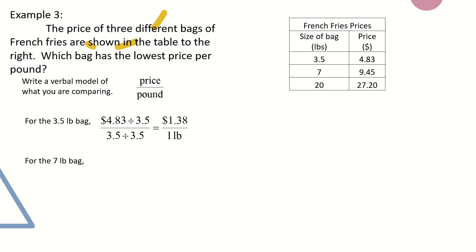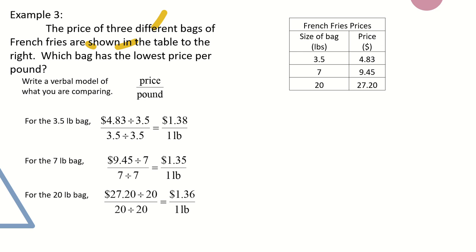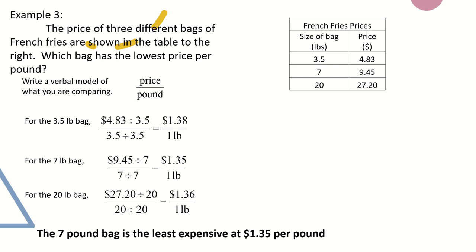Let's look at our other option. For the 7-pound bag, it would be $1.35 per pound. And then the 20-pound bag, $27.20 divided by 20. And in that case, I got $1.36 per pound. So in this case, which one would be my cheaper buy? The 7-pound bag. Why? Because it's the cheaper price.